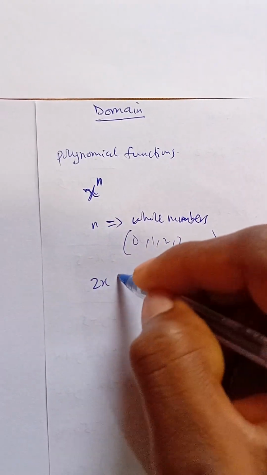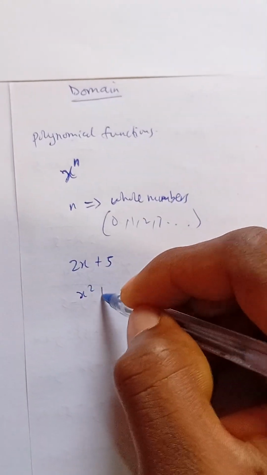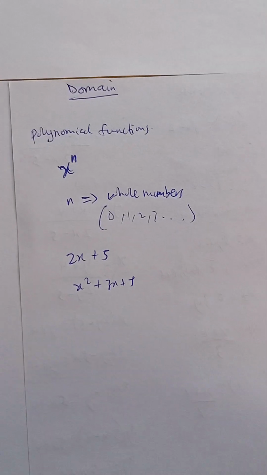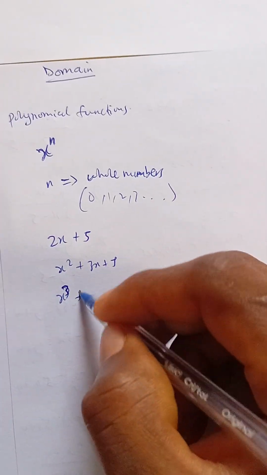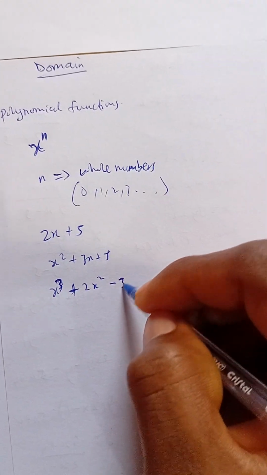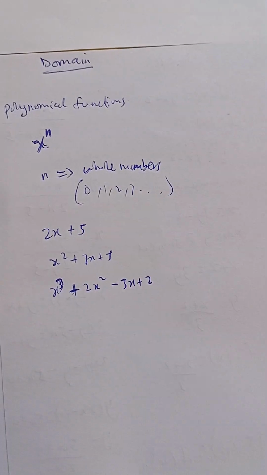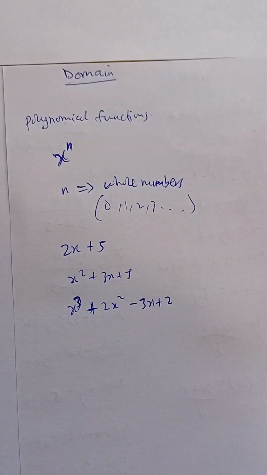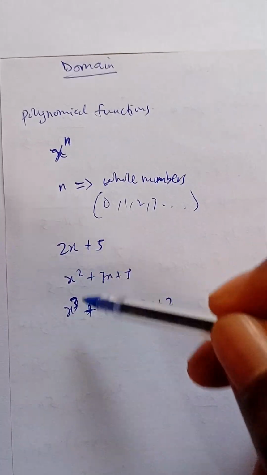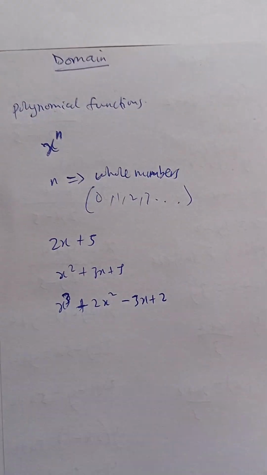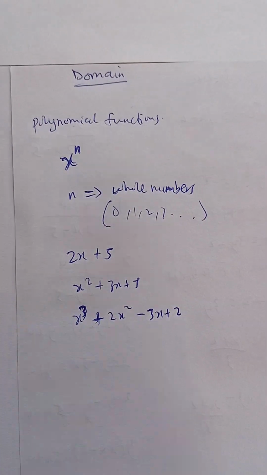So if you have 2x plus 5, this is a polynomial, just as it's linear. If you have x squared plus 3x plus 5, this is also a polynomial, but it is quadratic. If you have x cubed plus 2x squared minus 3x plus 2, this is also a polynomial, specifically a cubic function, and so on. So all these polynomials, their domain is the set of what? All real numbers. Any number at all you fix into this is going to make this function defined. So rule number one, for polynomial functions, their domain is the set of all real numbers.